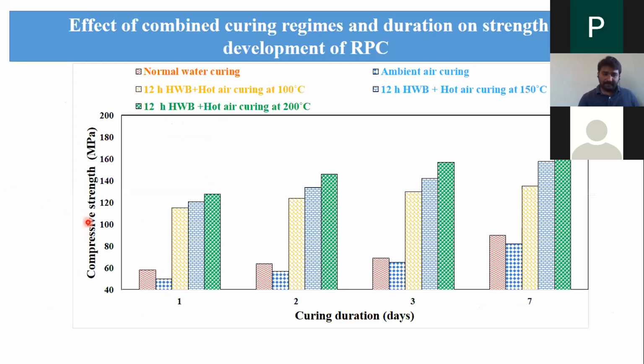The same thing we have also tried with different combinations. 12 hours of hot water bath curing followed by hot air curing at 200 degrees Celsius is giving the maximum strength. We have achieved up to 180 MPa strength; in our case, I could achieve around 180 MPa with this combination. Remember, we get this strength at only 7 days, because on site we need our maximum strength within 7 days. When I kept the same samples up to 28 days, they crossed around 210 MPa strength.